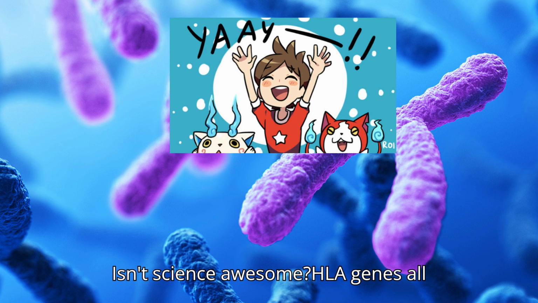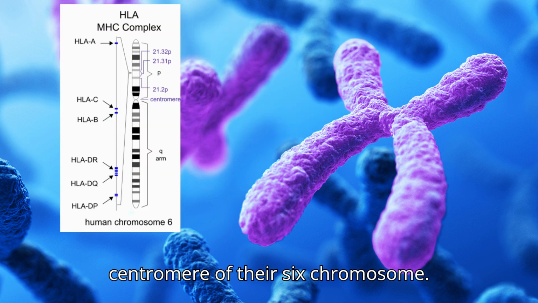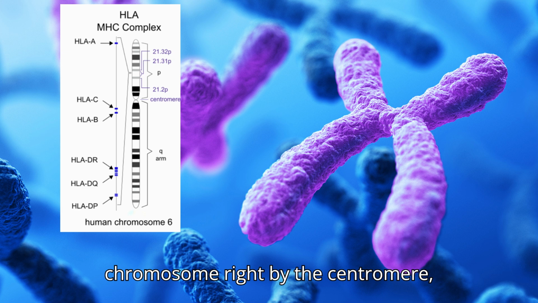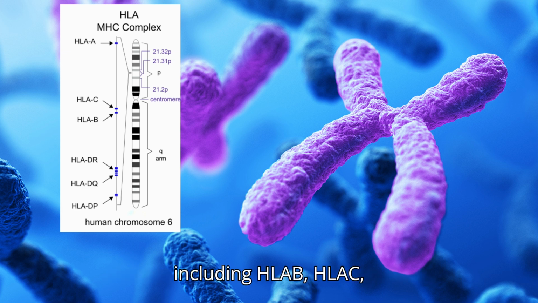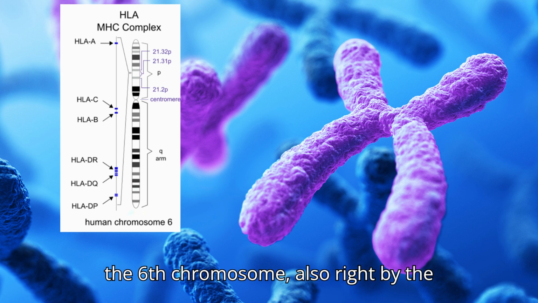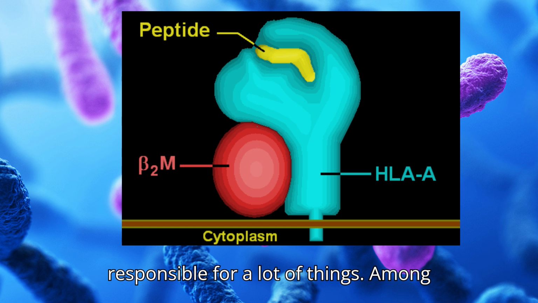Isn't science awesome? HLA genes all essentially fall right by the centromere of the 6th chromosome. HLA-A falls on the short arm of the 6th chromosome, right by the centromere, whereas the rest of the HLA genes, including HLA-B, HLA-C, HLA-DR, HLA-DQ, and HLA-DP, fall on the long arm of the 6th chromosome, also right by the centromere. HLA-A is responsible for a lot of things.